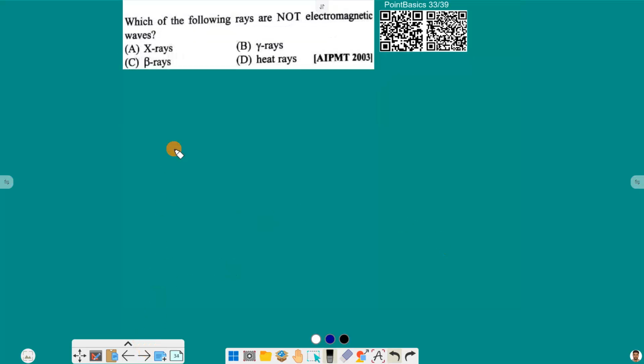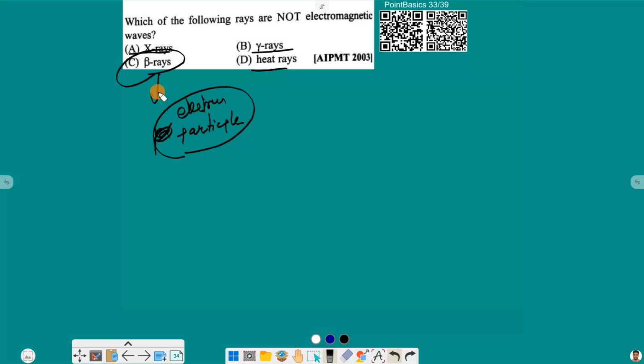Moving ahead, which of the following rays are not EM rays? Heat rays are EM rays, gamma rays are also EM rays, X-rays are also EM rays, but beta rays are not EM rays. Oh sorry, not alpha particles, these are electrons, and these are particles. So these are not EM rays. Although if these electrons are accelerated, they will emit EM rays, but they are not themselves EM waves.